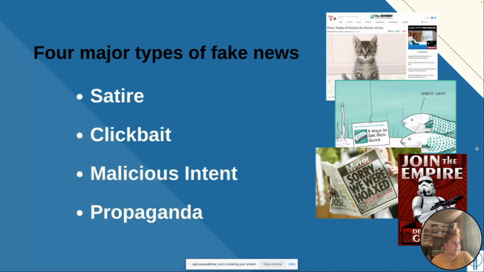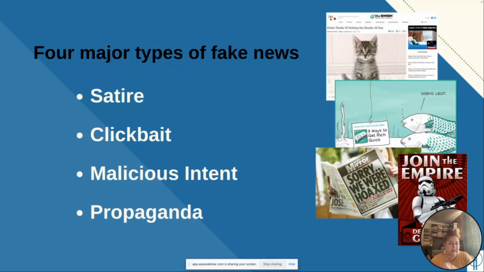So four types of fake news are satire, clickbait, malicious intent, and propaganda. Obviously, satire is essentially things where we know it's fake, like The Onion, like this example right here. But it's funny, right? That's the point. It's fun to interact with. Clickbait obviously is more geared towards companies, news, media, things like that, right?